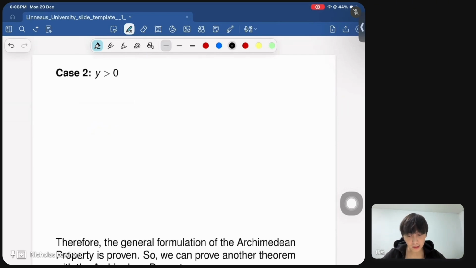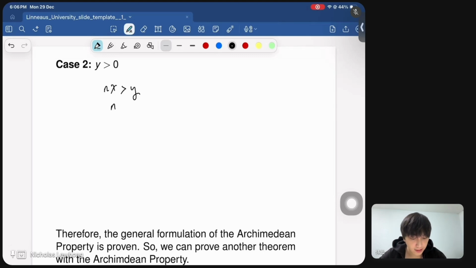So we now choose back our inequalities, and x is larger than y. So we now let the x move to the right side and we get n is larger than y over x. So we know that x is a positive number and our n is also a positive number. So y must also be a positive number. But how are we going to prove it?